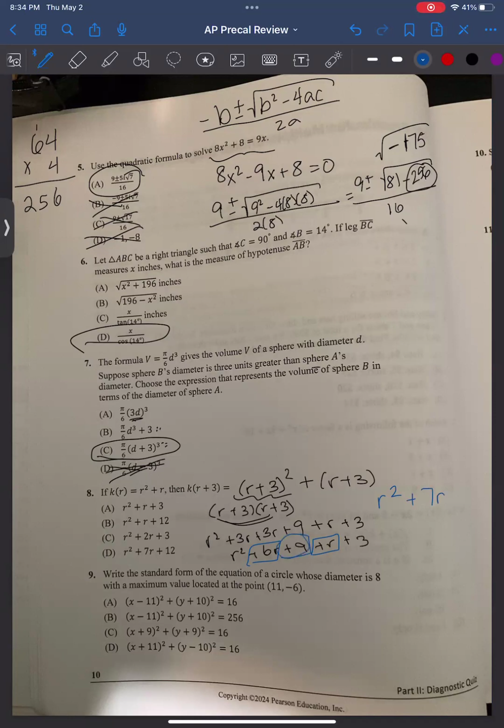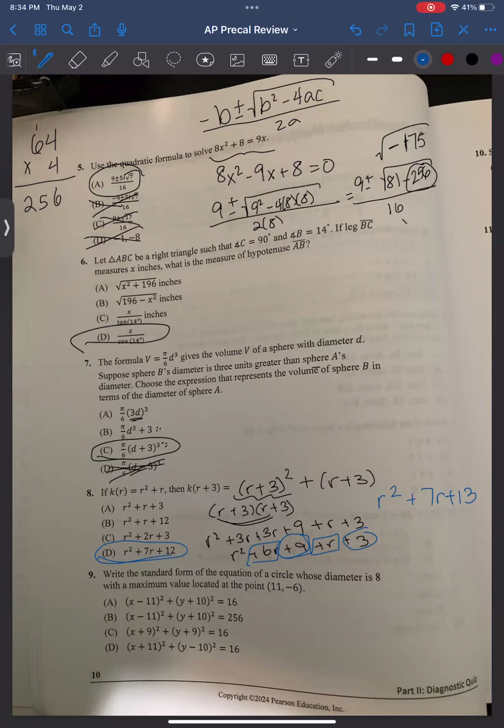D. Emily said that it definitely wasn't. That is the correct answer. So I feel like for that one, a very common mistake would have been A, which is just adding the plus 3 at the end.